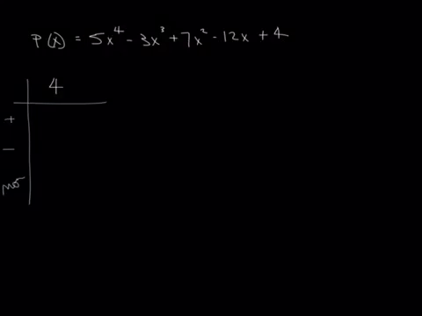Number of variations. I'd like to put the positive there just to remind me. I have positive to negative, so there's 1. I have negative to positive, so that's another. I have a positive to negative, that's another. And then I have a negative to a positive, so that is another. So the maximum number of positive answers I can have there is 4. So let's put 4 here for the most positive answers.